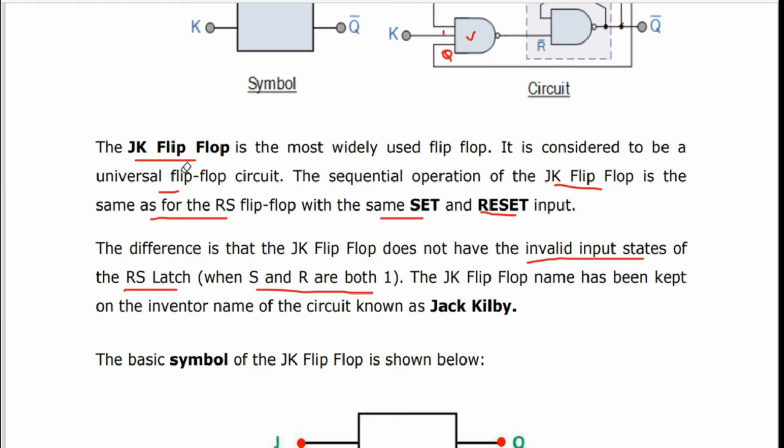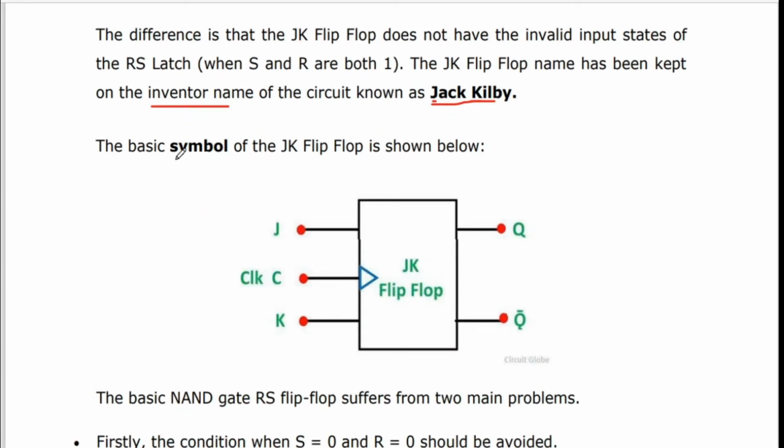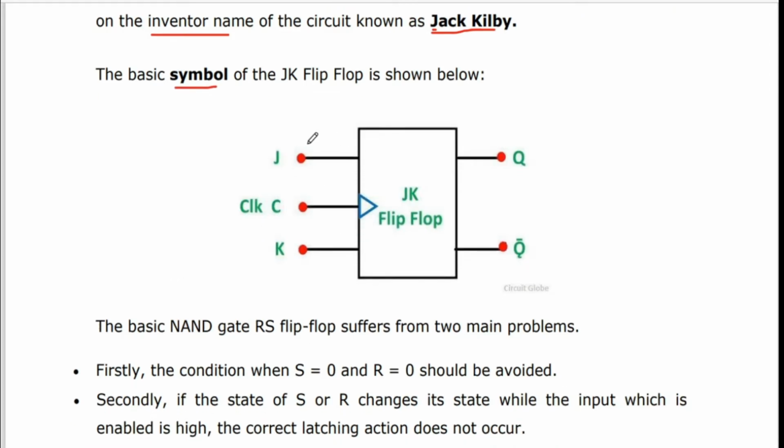Okay, this is one thing. Now, when it comes to who has taken this initiative, the JK flip-flop name was kept on the name of the inventor, known as Jack Kilby. Okay, Jack Kilby. So that was the name J and K. Because of that we have the name J and K. So this is how the basic logic symbol of your JK flip-flop looks like. We have the J input, we have the K input, then we have the clock pulse, and then we have the two outputs Q and Q bar.